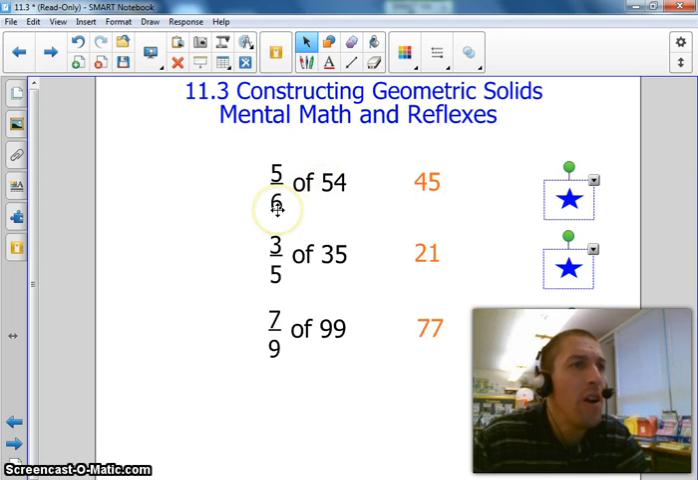Let's see how you did. 54 cut into 6 parts. 54 divided by 6 is 9. 9 times 5 is 45. This one, 35 cut into 5 parts is 7. 3 groups of 7 is 21, and so on.